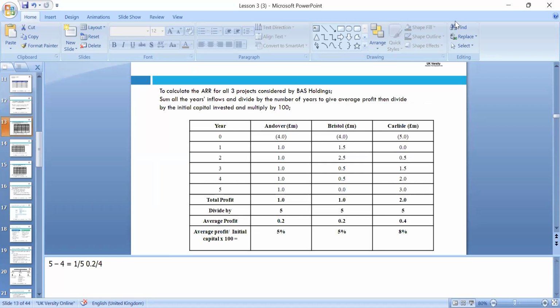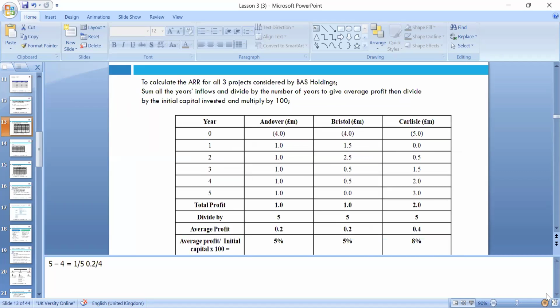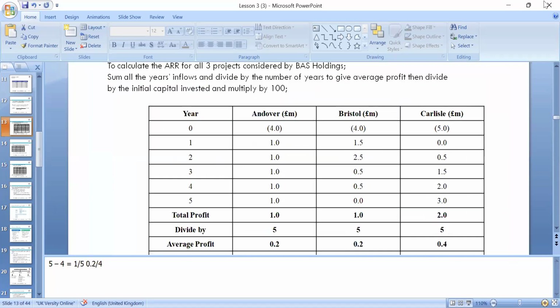We have three projects, Hanover, Bristol, and Carlisle. A and B each require 4 million, but project C requires 5 million pounds worth of investment. Each year you have a return, or saving, or profit: 1 million, 1 million, 1 million, 1 million, and the project lasts 5 years. So in 5 years you get 5 million, but you invested 4 million, so you have 1 million profit. But that 1 million came over how many years? 5 years. So what is your average profit a year? It is 0.2 million.